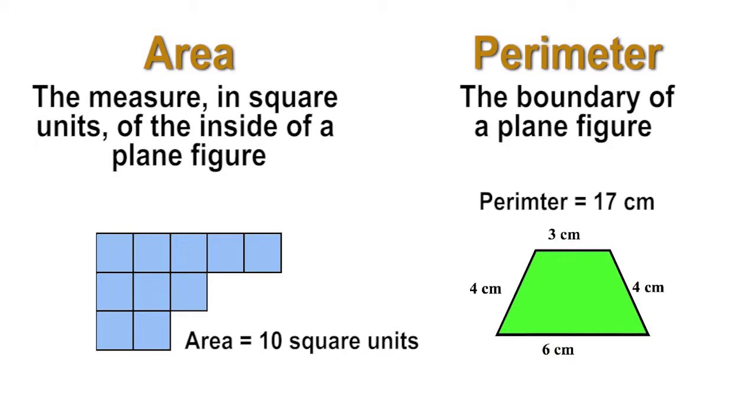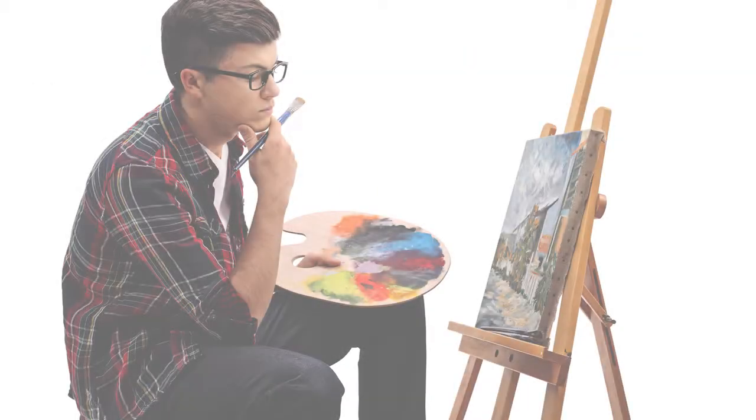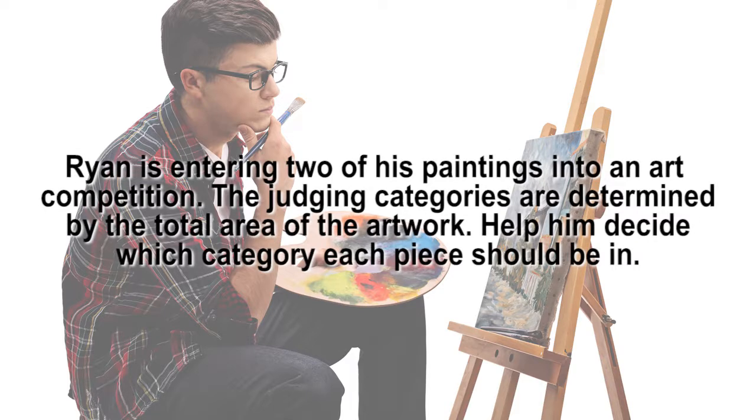It may help students to notice that within the word perimeter is the word rim, which means the outer edge of an object. Let's begin with the problem. Ryan is entering 2 of his paintings into an art competition. The judging categories are determined by the total area of the artwork. Help him decide which category each piece should be in.